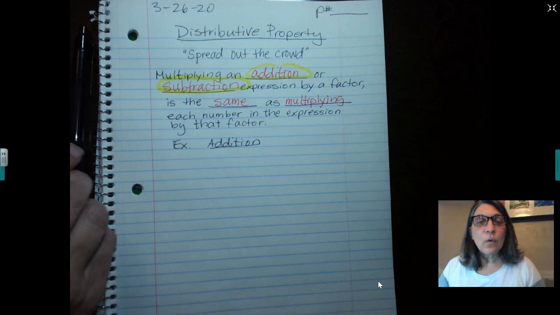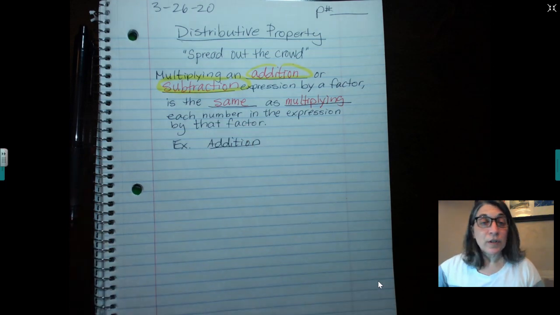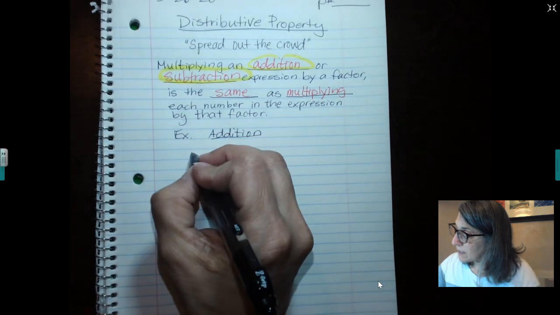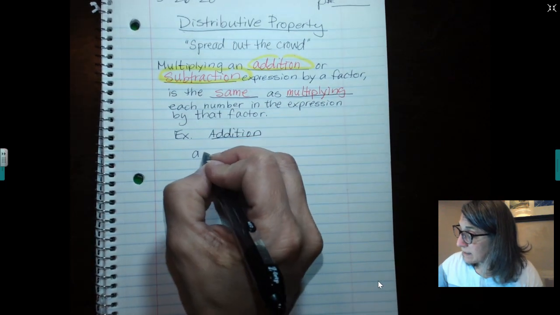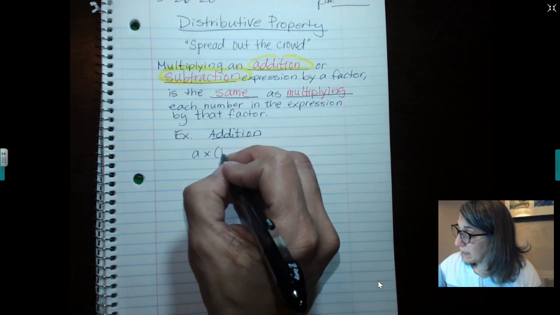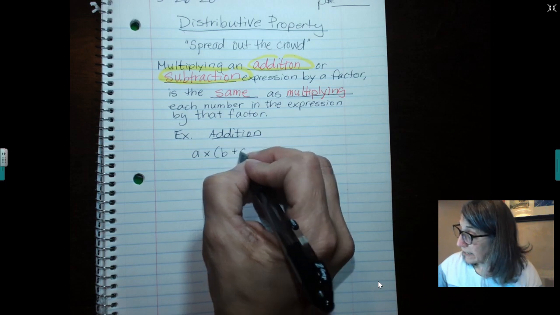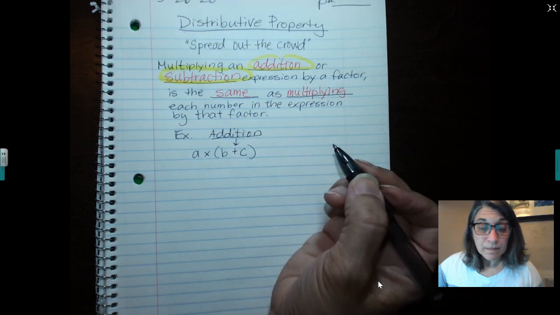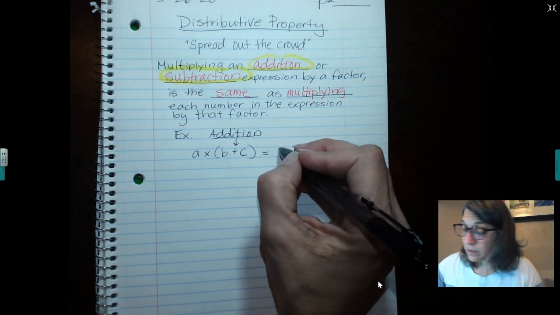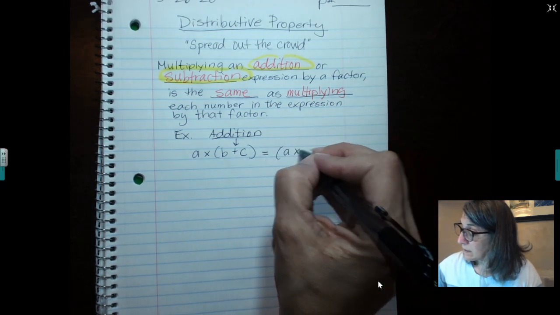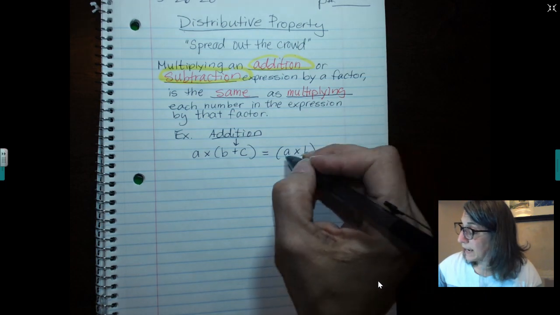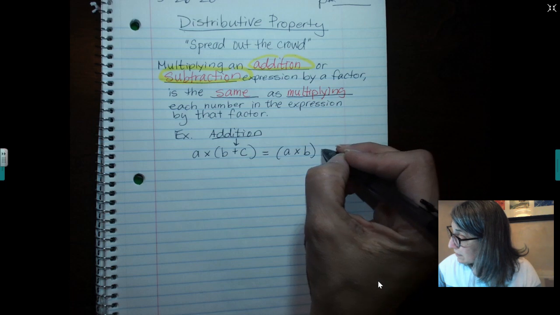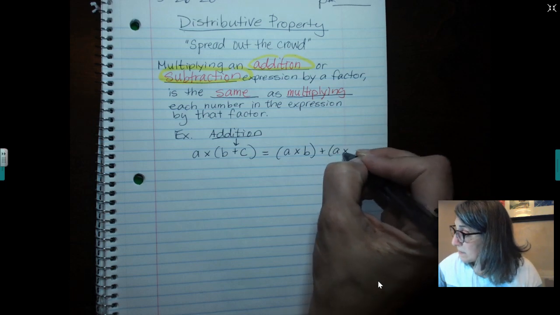Okay, so here's the addition expression. Don't freak out. I promise it's going to be okay. The addition example is A times (B plus C), because it's an addition expression, right? That is equal to A times B plus, because it's an addition expression, A times C.